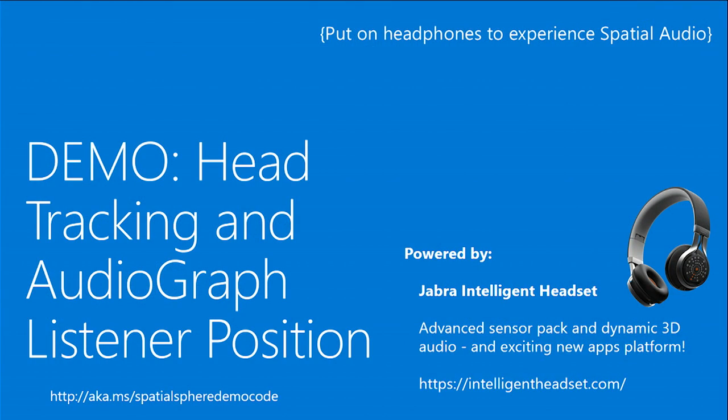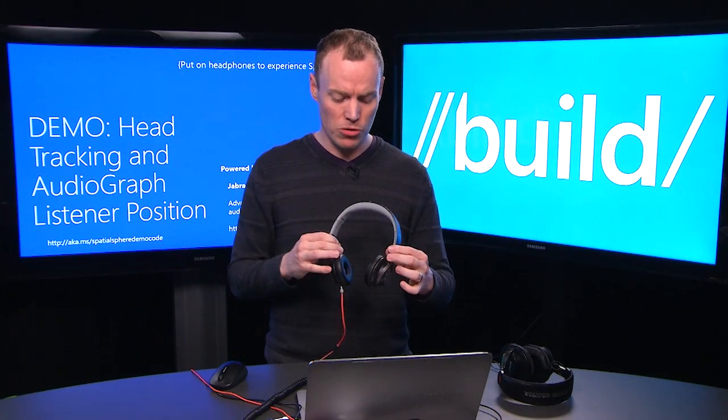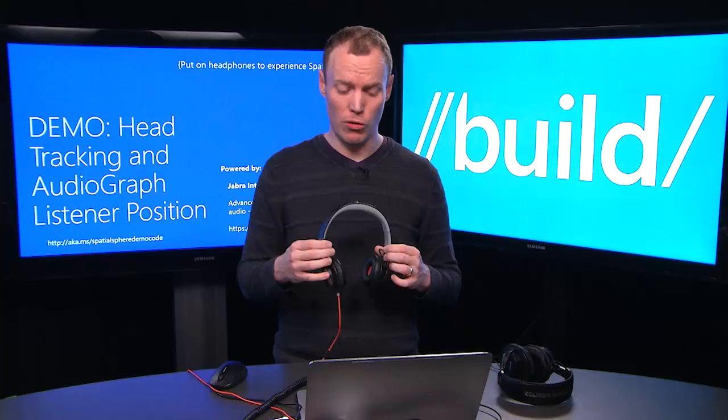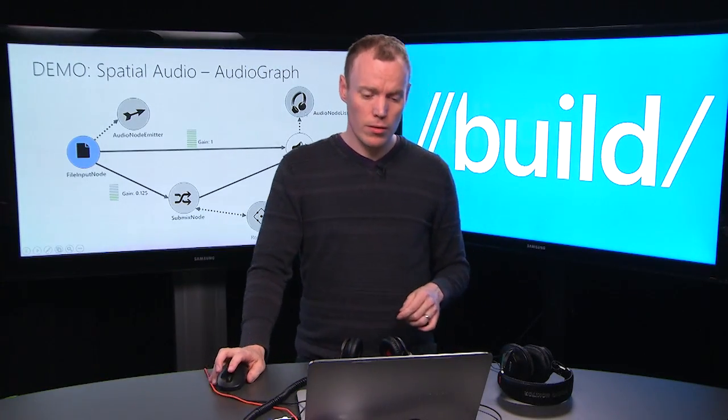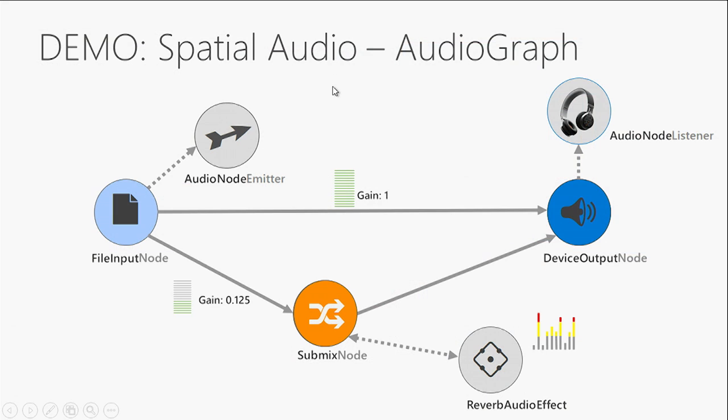So for this next demo, I won't just be using the standard headphones. I'll be using the Jabra Intelligent headset, which has an IMU in it, and an IMU allows you to track your head movement. The change we're making from the first demo is that we are now configuring our listener object, and we'll be changing the orientation of the listener object as I'm moving my head with the headphones. So that's really the only difference from the first demo.